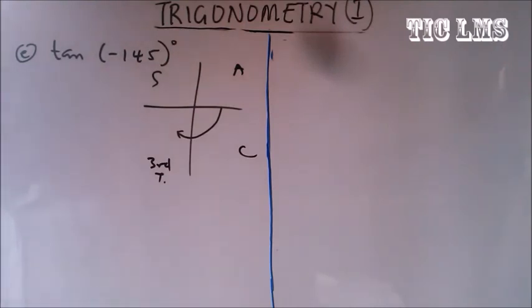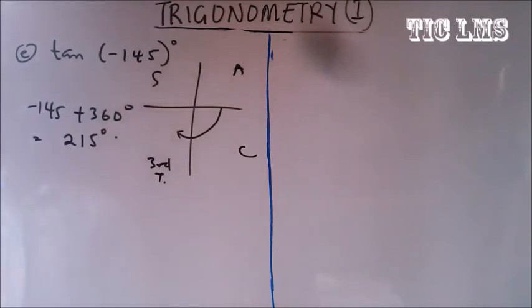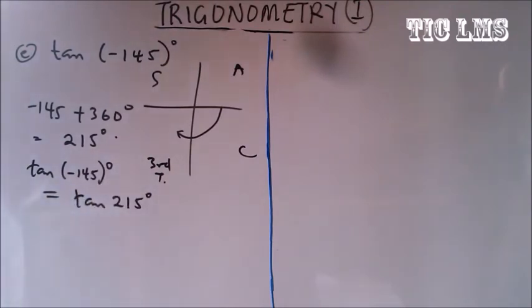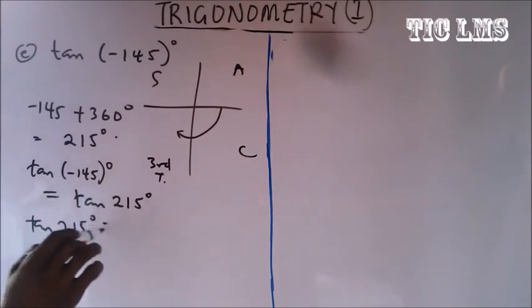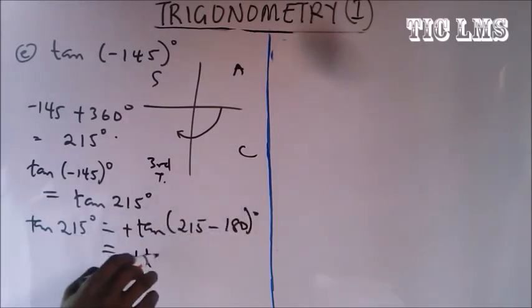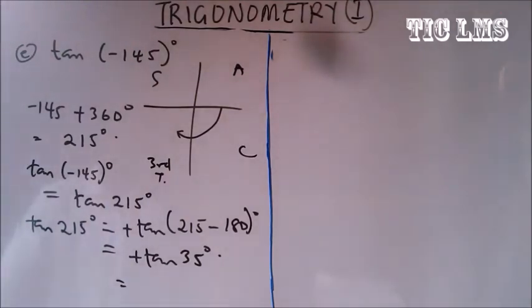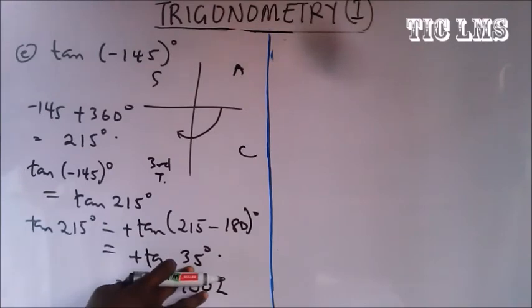First, we need to get its equivalent positive angle, and that is gotten by saying minus 145 degrees plus 360 degrees, and that produces 215 degrees. And so we are saying that tan minus 145 degrees equals tan 215 degrees. Now this is the third quadrant, and here tan is positive, so tan 215 degrees equals tan 215 minus 180 degrees, which gives 35 degrees. Checking the table, tan 35 degrees gives 0.7002. In essence, tan 215 degrees is equal to plus tan 35 degrees, and is also equal to tan minus 145 degrees.